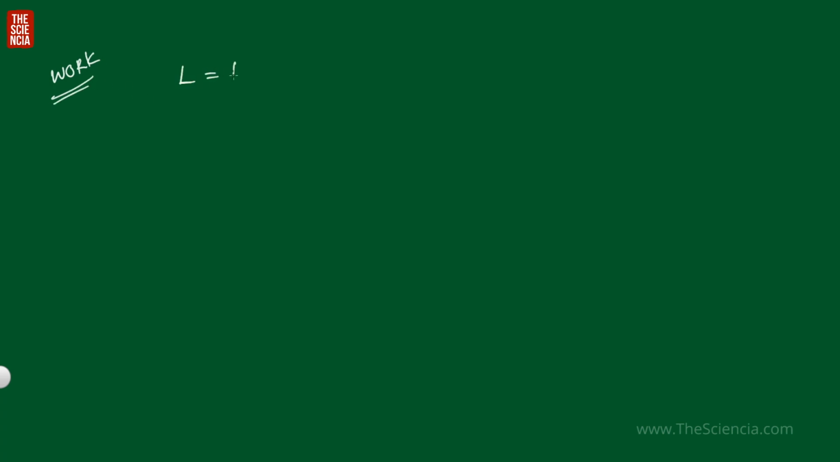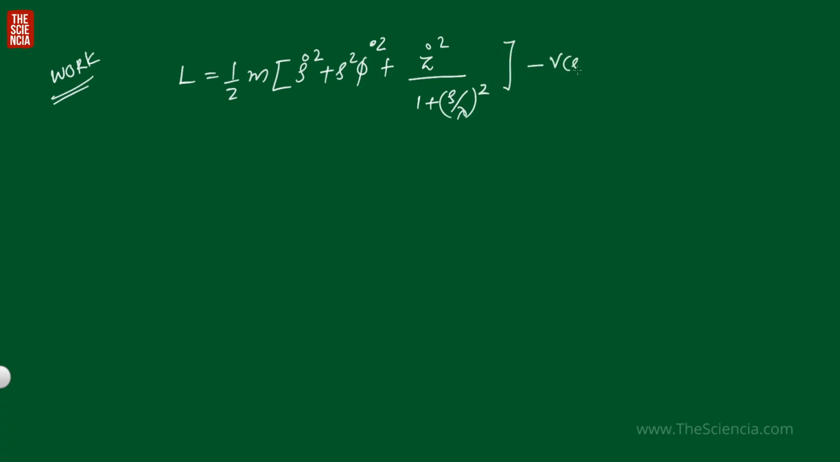A simple work for you. The Lagrangian is 1 by 2m (rho dot square plus rho square phi dot square plus z dot square) by (1 plus rho by lambda) all square, minus V of rho. Find the constant of motion.